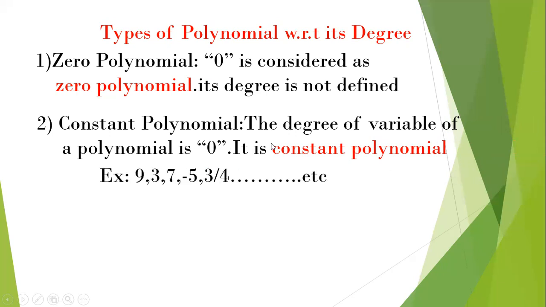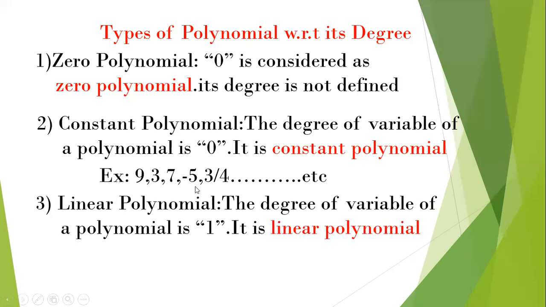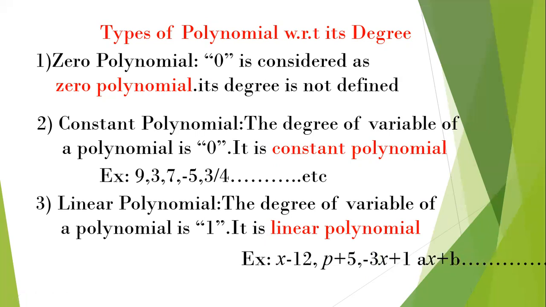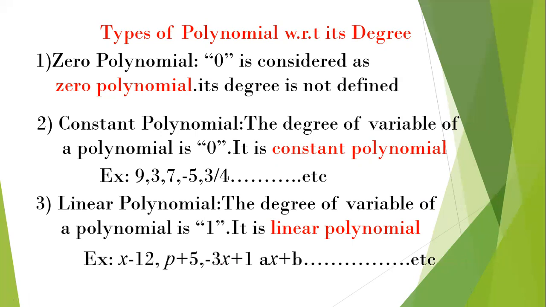And this third one, which are 9, 3, 7, minus 5, 3 by 4, etc. Okay, these are all called constant polynomials. And next one is linear polynomial. What is linear polynomial? Already we studied this linear polynomial in class 8. So the degree of the variable of polynomial is 1. It is linear polynomial. For this linear polynomial, I will give some examples, which is x minus 12.